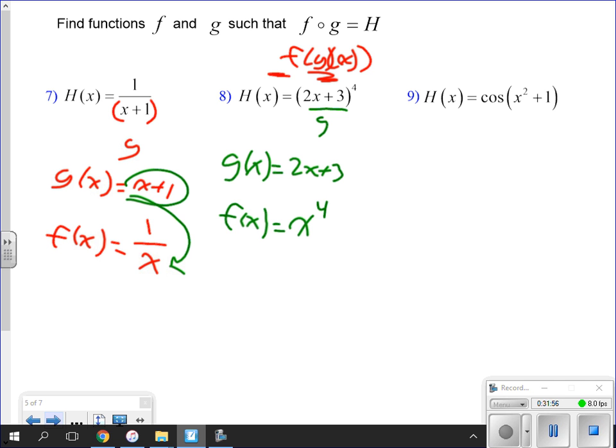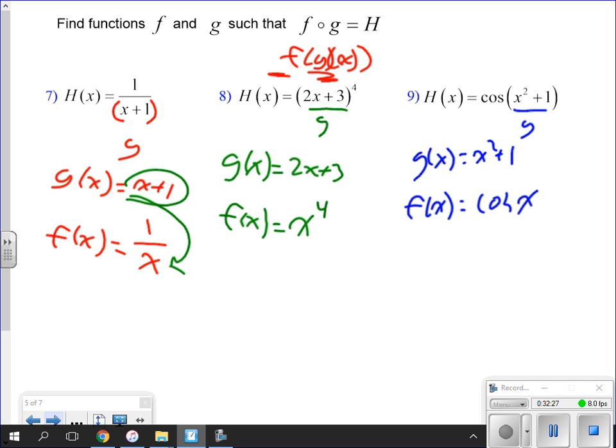Next one. Once again, this is a piece of cake. What's my inside function? X squared plus 1. That's my g. So g of x is x squared plus 1. What's my outside function? The cosine of x. When you have parentheses, almost always what's inside the parentheses is your inside function. What you're doing to whatever's inside the parentheses is your outside function. Those are a lot easier.